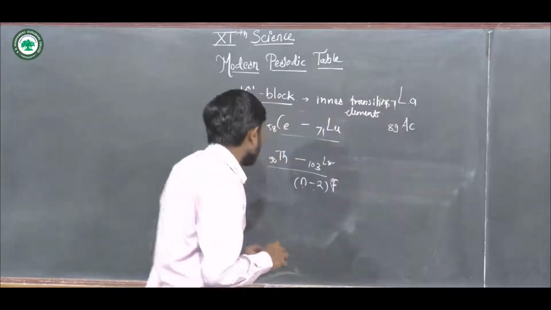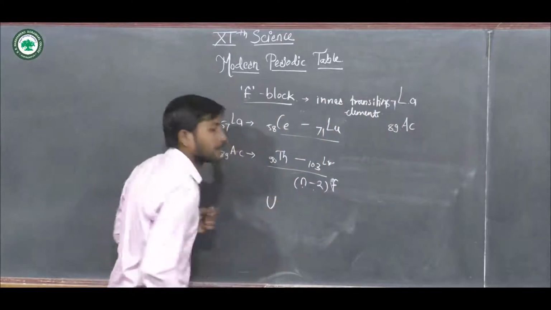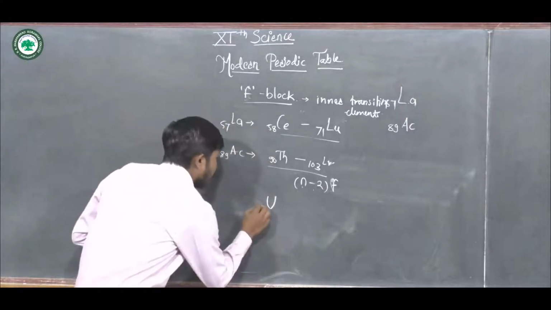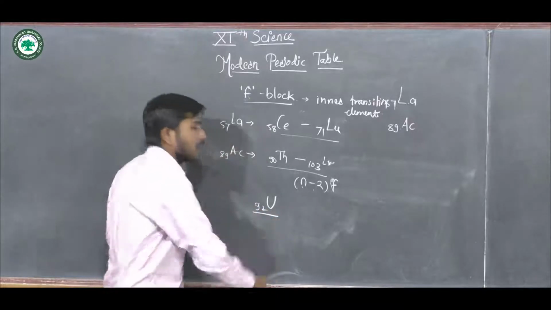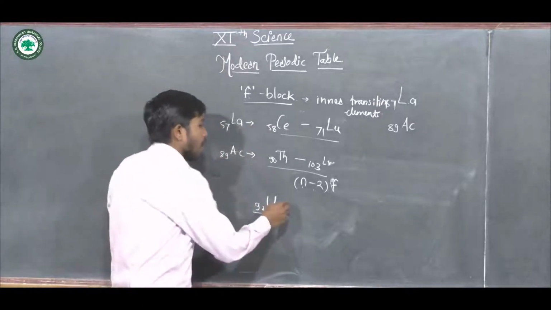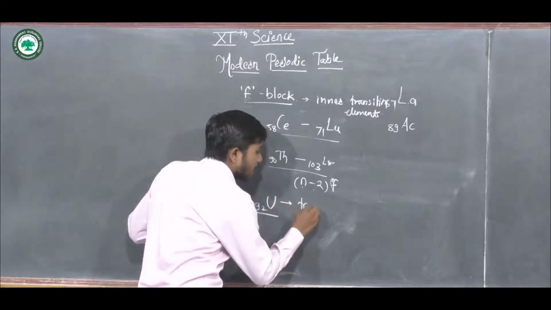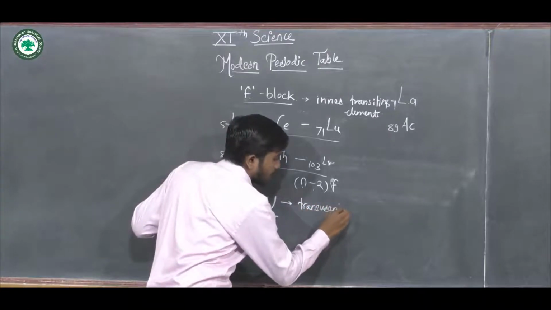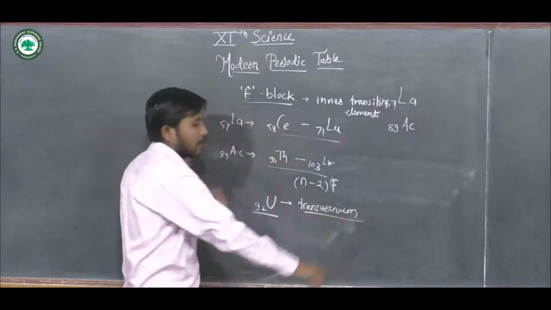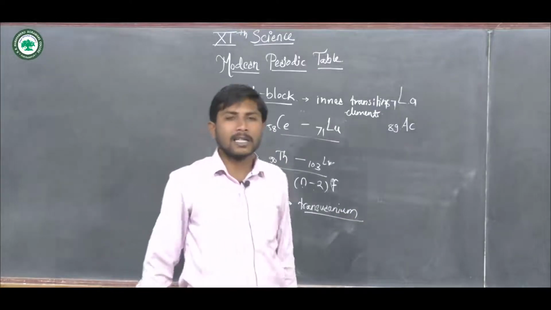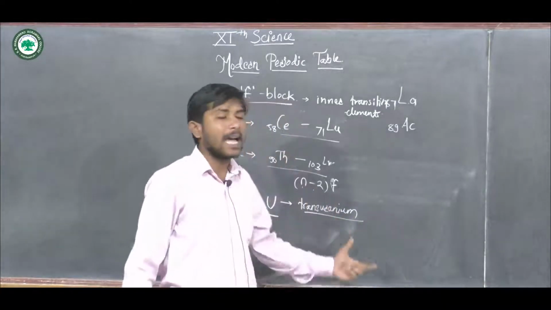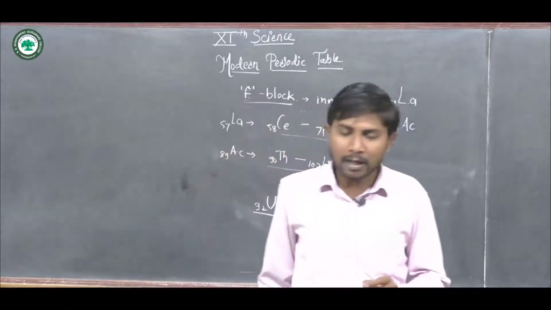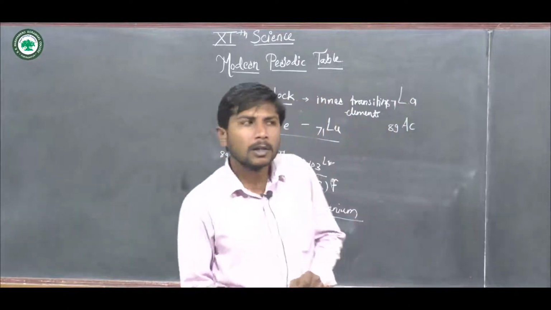There are a few characteristics of the F block elements belonging to the actinoids, that is uranium, atomic number 92. After uranium, all the elements are known as transuranium elements, and all these transuranium elements are man-made elements and all are radioactive elements.